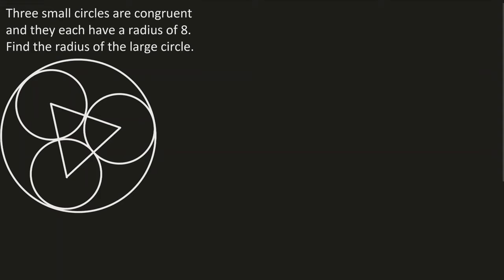Alright, so we just formed a triangle by connecting the center points of all of the circles. Now what we can do here is label the lengths of the triangle. Let's call this point A, this B, and this C. And we know that the radius of each of the smaller circles is 8, so you have 8, 8, 8, 8, 8, 8.